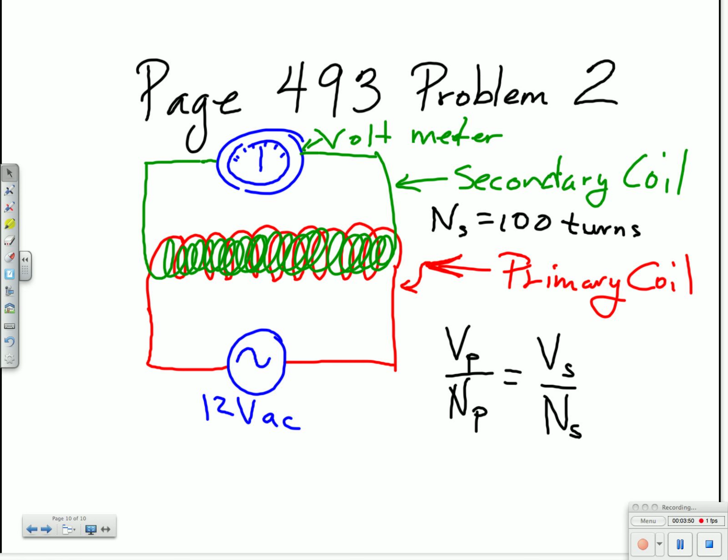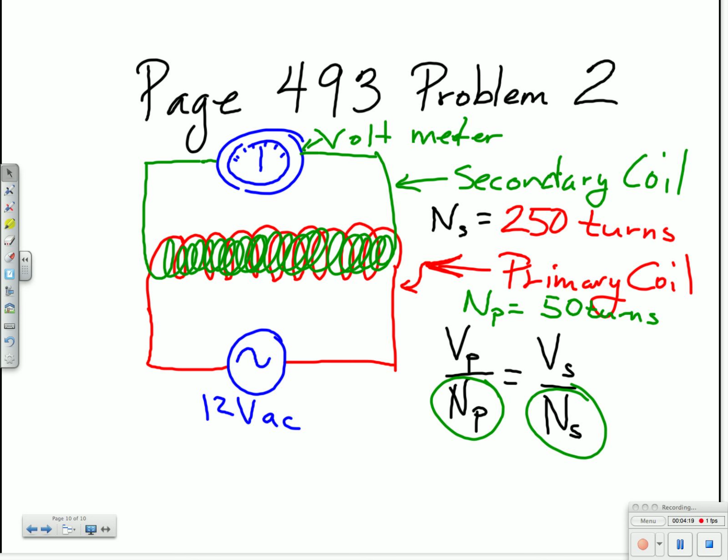I'm stuck on that 100. It's actually 250 turns. How many turns do we have in the primary? Let me read it real quick. 50 turns. So we know two things. We know our primary turns. We know our secondary turns.